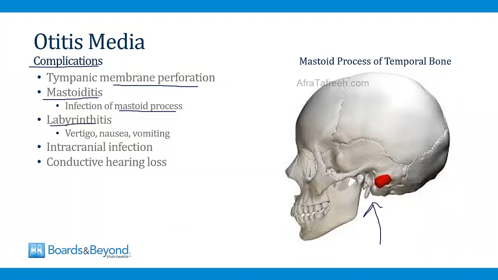Labyrinthitis is inflammation of the vestibular system in the inner ear. It causes symptoms like vertigo, nausea, and vomiting, and this often follows otitis media, and I talk about this in the neurology video on vertigo. Infection can rarely spread into the bones and into the brain and cause intracranial infection, and then many children have some form of conductive hearing loss while they have otitis media.